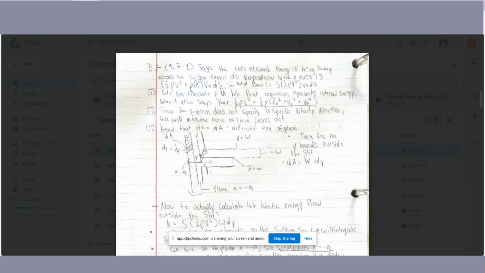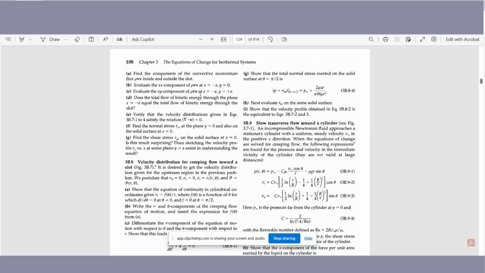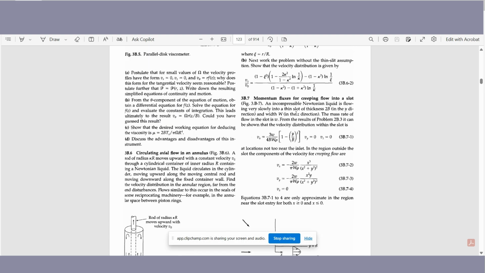You could maybe do it with z, but that might be difficult because z is not really a relevant variable, because there's no vz velocity. And so I got delta y times w, because the problem defines this width as w. Let's see. Okay, yeah, w is in the z direction. So that's where I got w from.